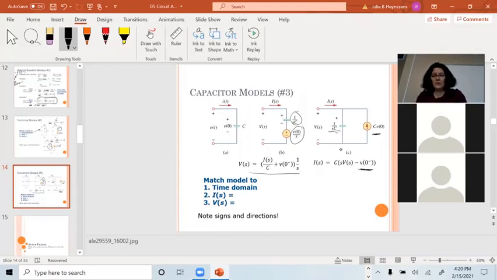Which one of these do I pick? If I have a circuit where everything's in parallel, I'm going to use the parallel model. If I have a circuit where everything's in series, I'm going to use the series model. It doesn't matter which one you pick because they're just source transformations of each other. And you can make your analysis simpler if you simply pick the one that's most like the circuit that you're using.